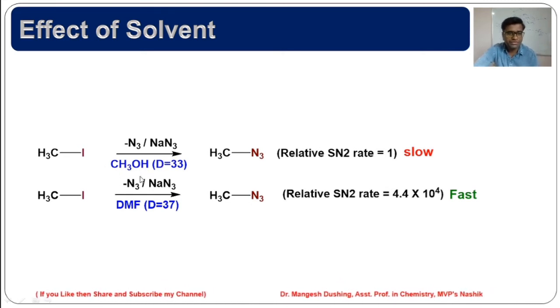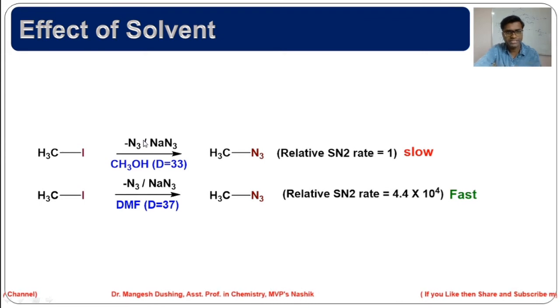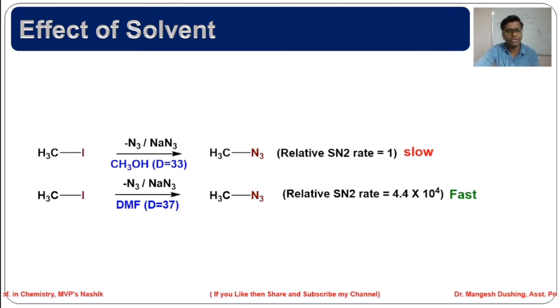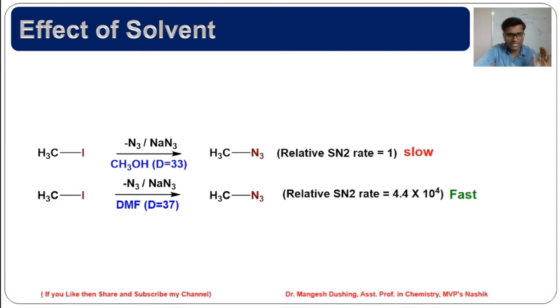So, in the first case, if you are using a polar protic solvent, the nucleophilicity of the nucleophile decreases because the nucleophile itself is getting solvated, itself getting stabilized by hydrogen bonding. So, nucleophilicity decreases. While in the case of a polar aprotic solvent, the nucleophile is not forming a hydrogen bond, not forming an electrostatic bond with the solvent. So, the nucleophilicity of the nucleophile will be increased. That's why the reaction rate will be increased.